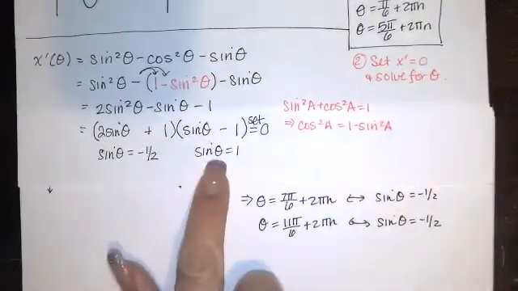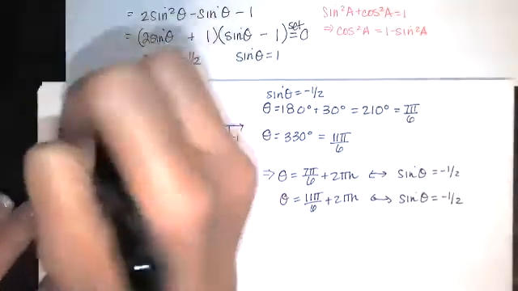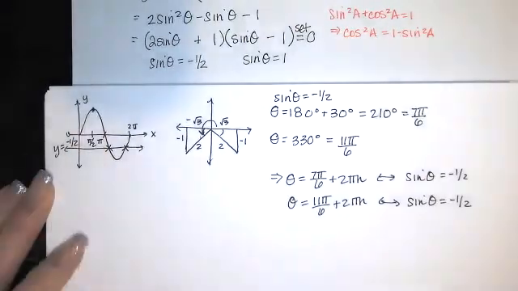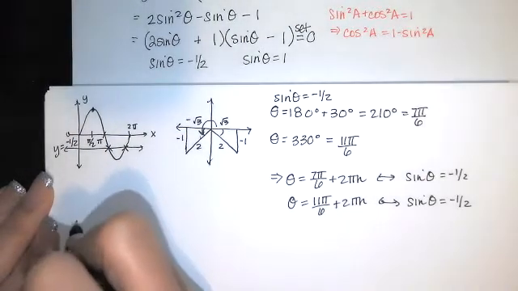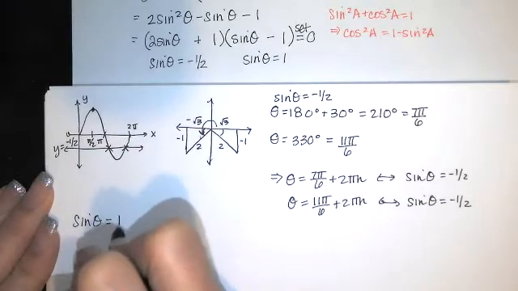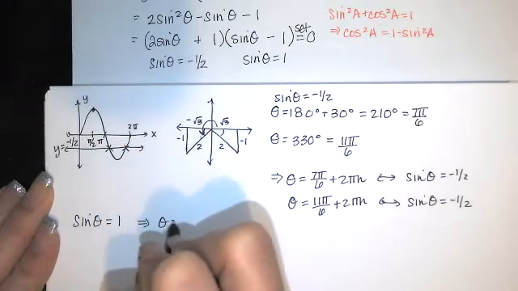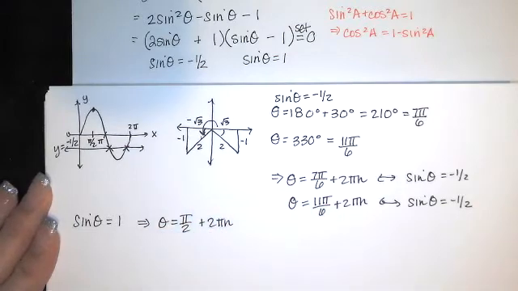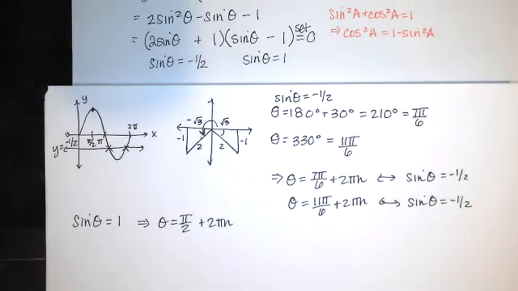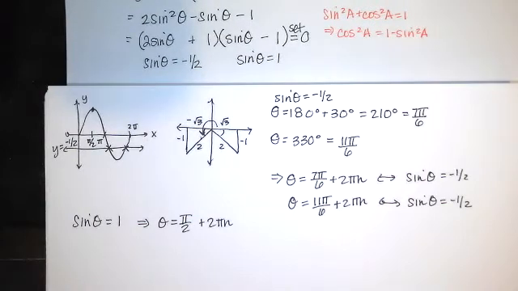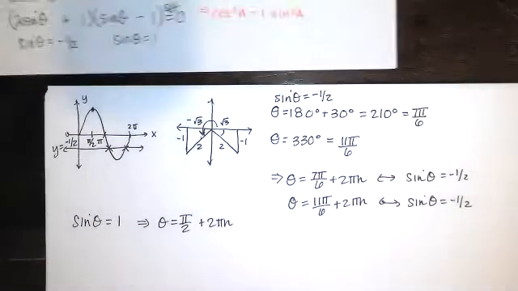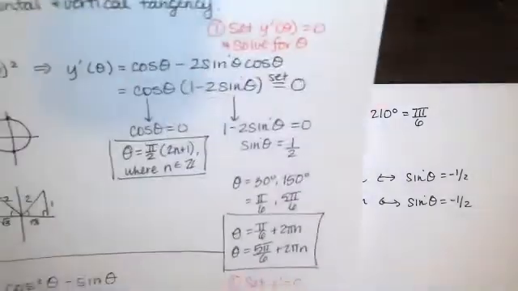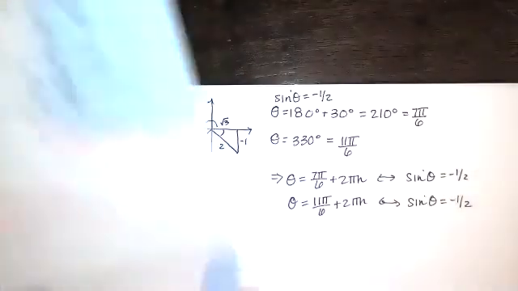And the other equation is sine of theta equals 1. We see that that happens there at pi over 2. It only happens once every period, but then it repeats. So we can see sine of theta equals 1 implies theta equals pi over 2. We can add and subtract 2 pi n as many times as we want. So I've got pi over 2 plus multiples of 2 pi.